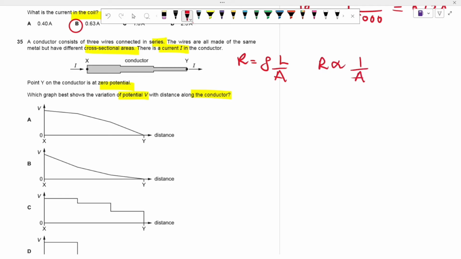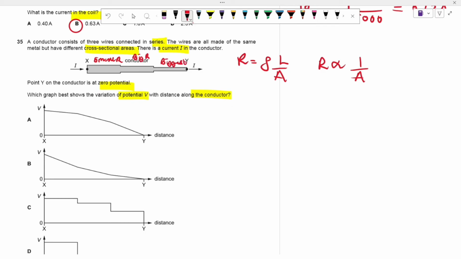Okay? If I look at the first scenario, I have a bigger cross-sectional area. From this relationship, I should have a small R, right? And then here, I should have a big R. Then here, since it is a very small area, I should have the biggest R, right?